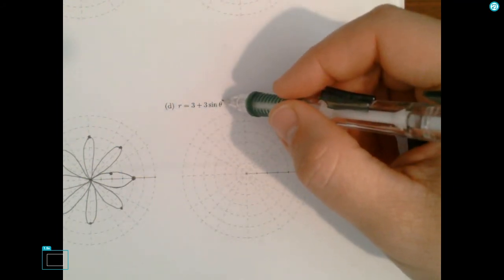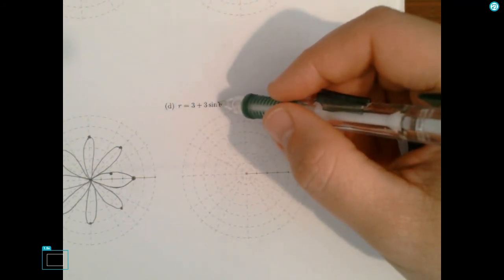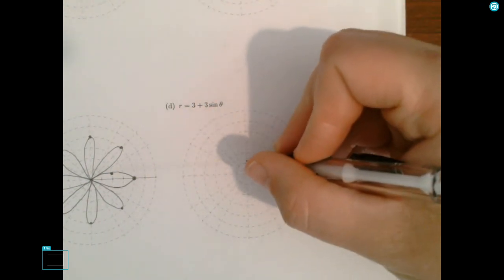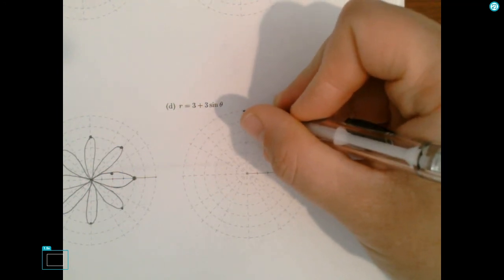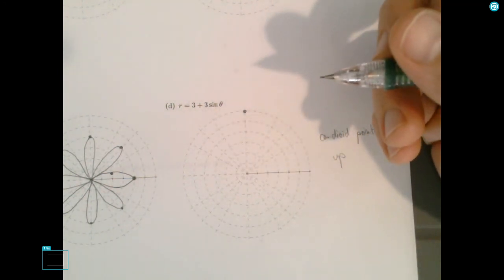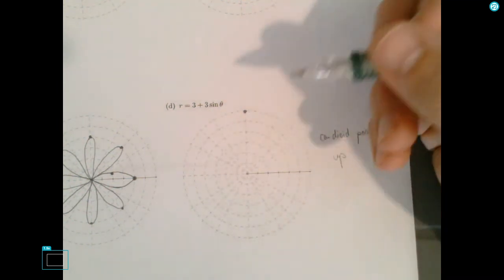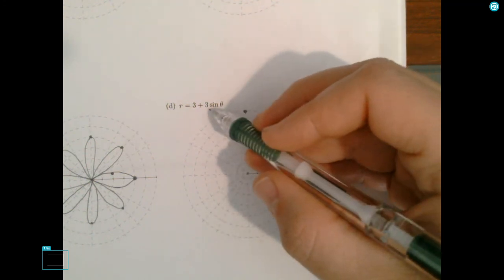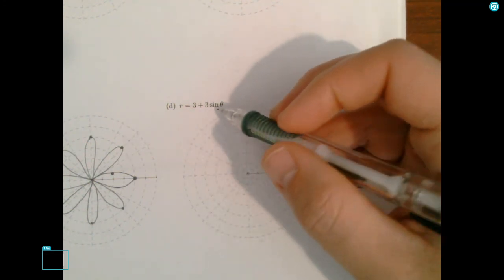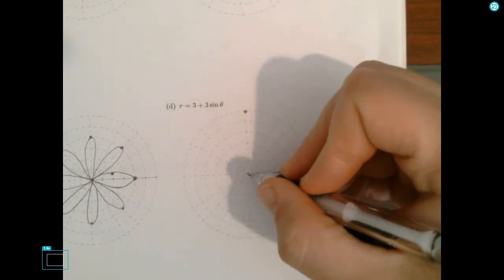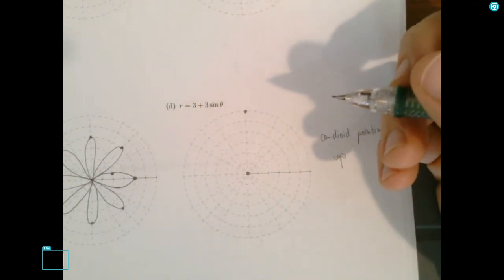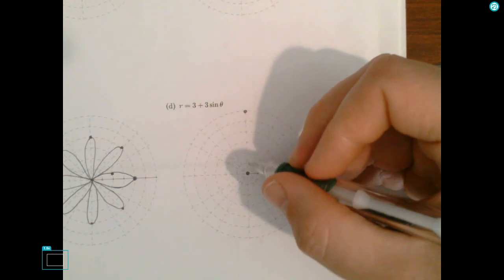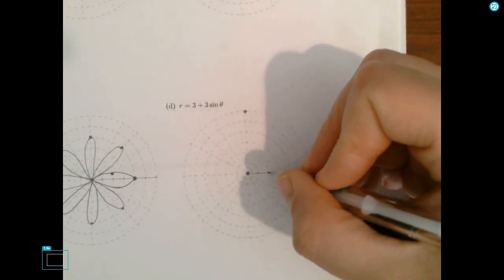And I suspect when sine theta is 1, this is going to be 6. Sine theta is 1 when theta is pi over 2. 1, 2, 3, 4, 5, 6. Okay, so that's the tippy top of the heart. When is it 0? It's going to be 0 whenever sine theta is negative 1, because then that would be 3 minus 3. And that happens at 3 pi over 2. So at 3 pi over 2, you're going to be at 0. I suppose we could ask what happens when theta equals 0. When theta equals 0, sine theta is 0, and you just end up with 3.